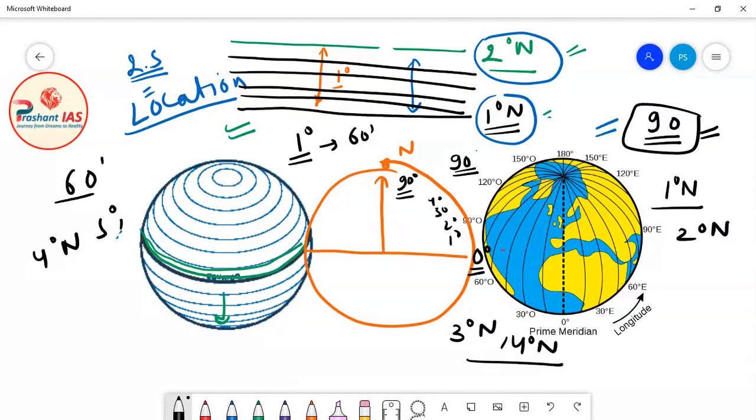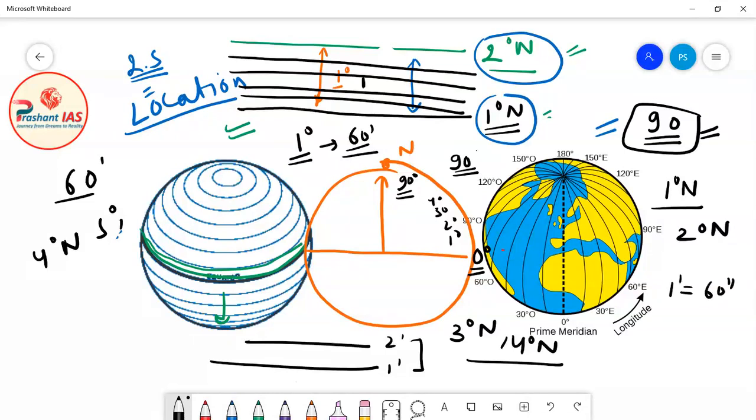Now friends, the distance between 2 minutes, for example, let's suppose this is 1 minute and this is 2 minutes, is also so large that we need to divide these minutes too. So each minute is further divided into 60 seconds.